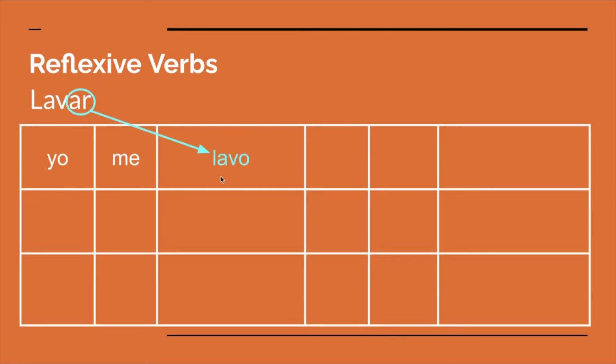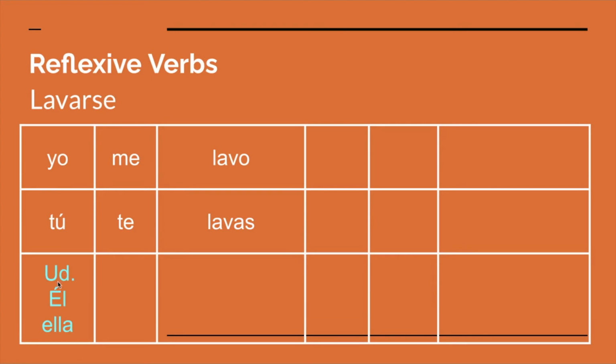Lavar changes to lavo. So that's how we get yo me lavo. Tú is the subject pronoun, and the next pronoun is called a reflexive pronoun. It's te. So that's where the se now goes to the front, and that just leaves us with lavar. We conjugate that, and it changes to lavas. So we're still conjugating with that ending.